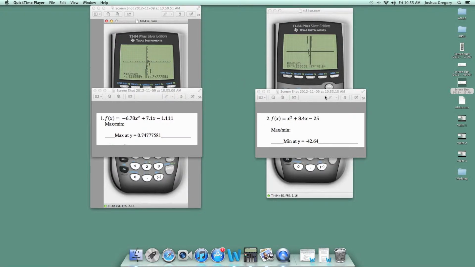So on this next one, actually, it turns out the answer comes out a little cleaner. We get a parabola, and you have to zoom out quite a bit on this one. You can still barely see it, but we know that it's a parabola that opens up, and so that means we have a minimum, and it is at y equals negative 42.64. That's what the calculator actually gave us. So if you didn't get those, that's okay. Try again. Go back and watch the videos.